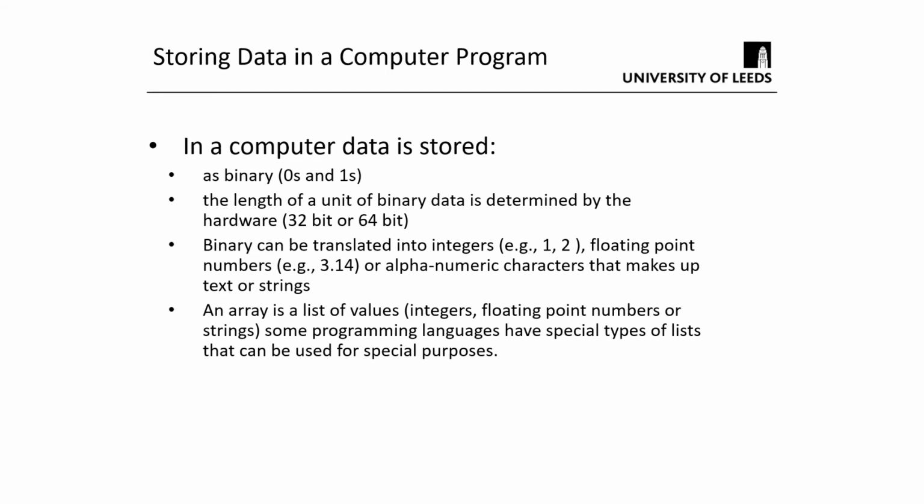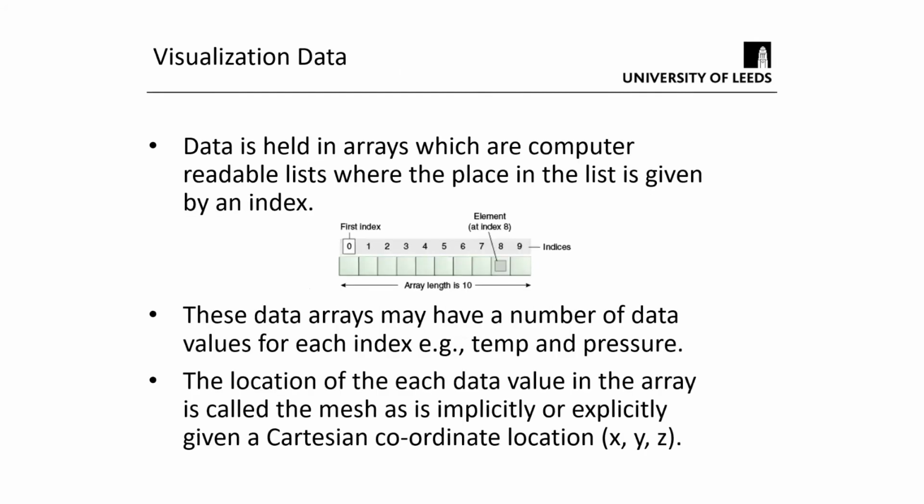And a lot of the data structures in visualization are arrays, because you've got large numbers of data, and that can be efficiently stored and easy to manipulate in an array. And the arrays can be integers, floating point numbers, or strings. Generally, it's integers and floating point numbers that are used in scientific visualization.